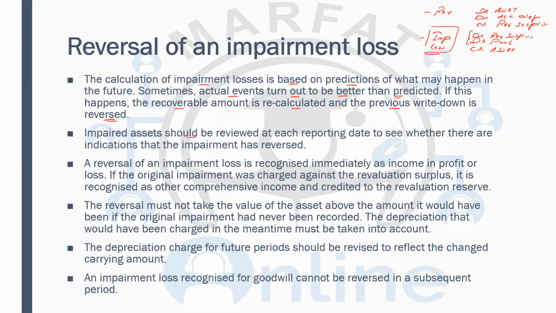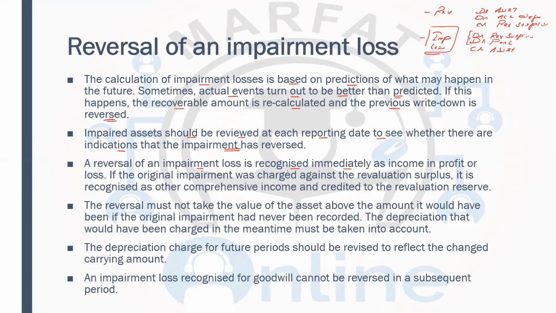So impaired assets should be reviewed at each reporting date to see whether there are indications that the impairment has reversed. Like the asset on which you have charged the impairment, you have to check it every year annually to see whether those factors are now being reversed. If that is the case, then you have to reverse the impairment as well. A reversal of impairment loss is recognized immediately as income in the profit or loss.